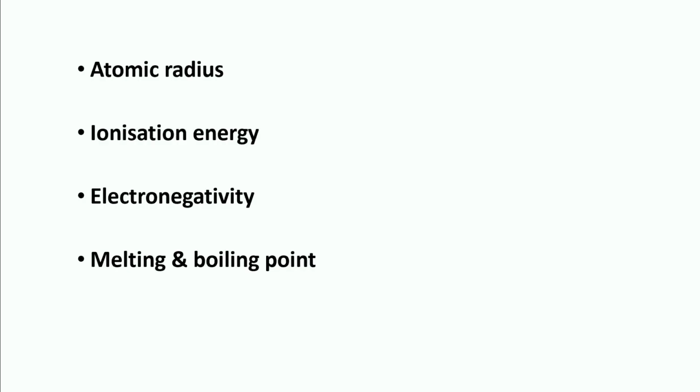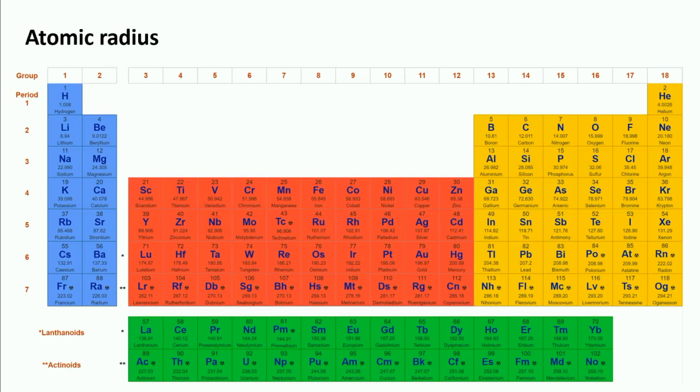Okay, let's have a very quick look at a few trends of the periodic table. We're going to very briefly check out the atomic radius, the ionization energy, the electronegativity, and the melting and boiling points, just the trends of these four areas. So we'll start with atomic radius.